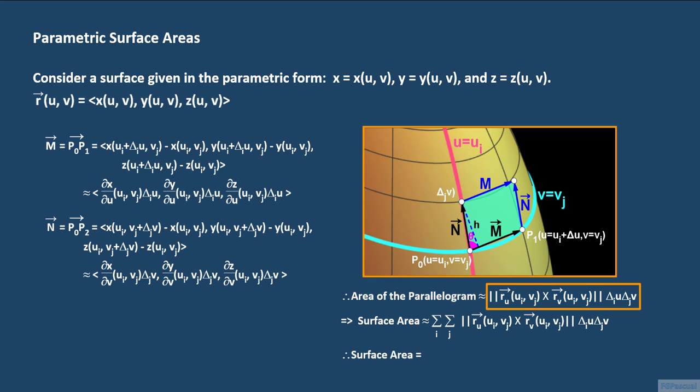Now, assuming that this double summation tends to a limit as the maximal delta sub i u and the maximal delta sub j v both go to 0, we denote the surface area as the double integral over the surface S of the magnitude of r sub u cross r sub v, integrated with respect to u and v.